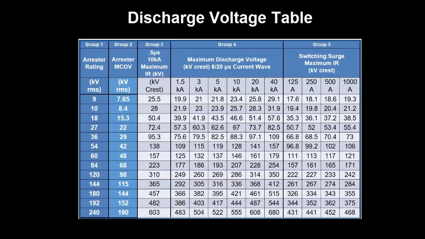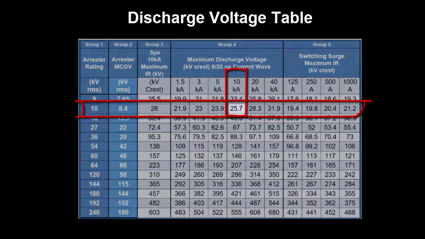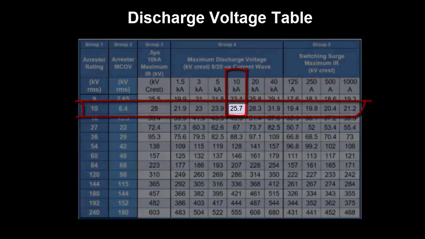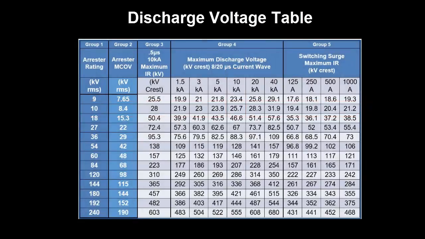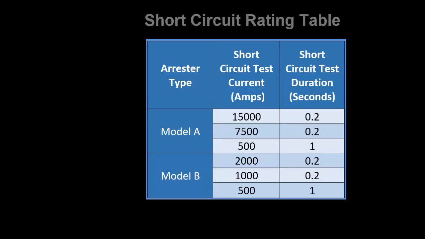In this hypothetical table, a 10 kV rated 8.4 kV MCOV arrestor has a 10 kA discharge voltage of 25.7 kV. The other columns are also important and are covered in the article. Next, let's discuss the short circuit ratings.